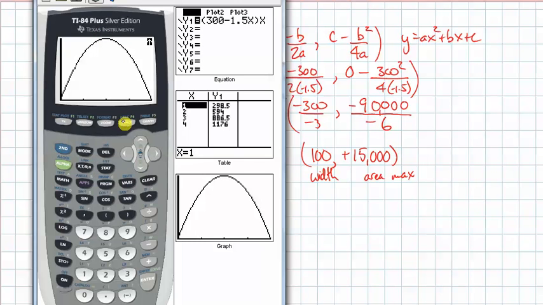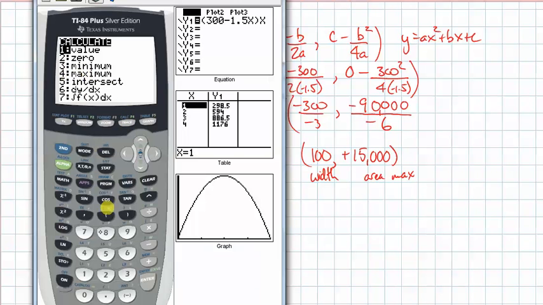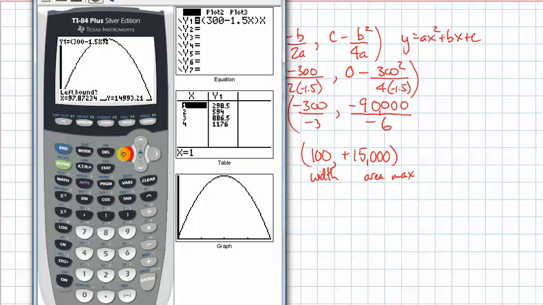I go second function, calculate, and I choose maximum, option 4. I'm going to be asked three things. I'm trying to bound where the maximum is, to the left and the right. So it says left boundary. I want to put the cursor somewhere on the left side. It doesn't matter where. I can move the cursor with the cursor keys till it's somewhere to the left. Doesn't really matter where. And then push enter. I'm going to be asked for the right boundary, somewhere over here.